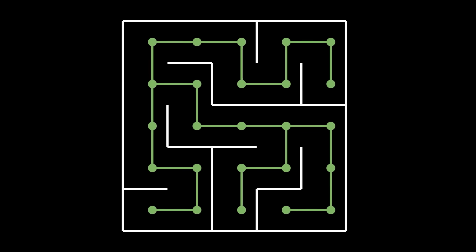In other words, dots and connections, and walls, are two equivalent definitions of a maze. If you have dots and connections, you can get the walls back. If you have walls, you can get the dots and connections back.